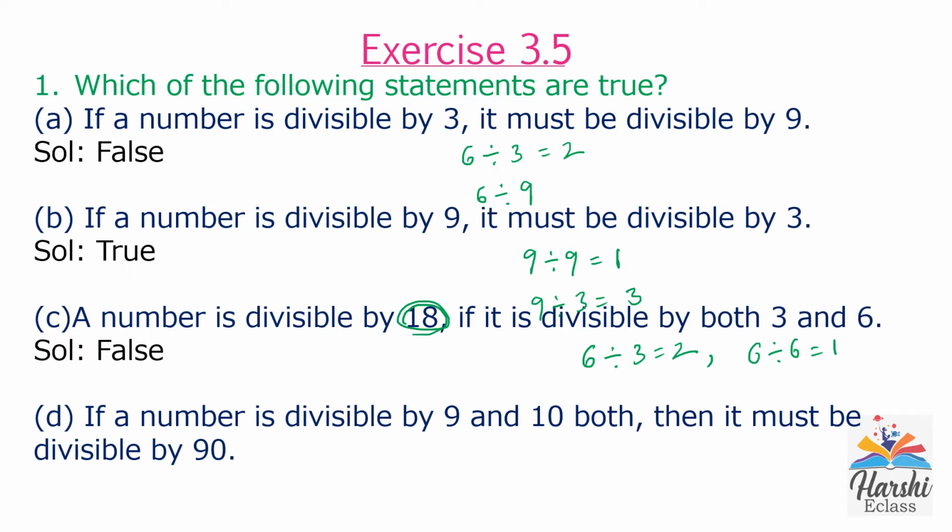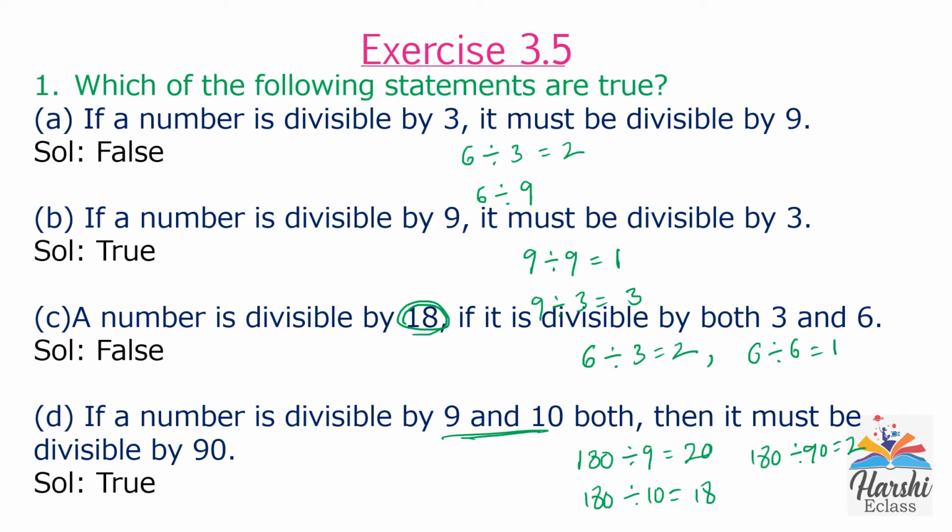D. If a number is divisible by 9 and 10 both, then it must be divisible by 90. For example, 180 divided by 9 gives 20. 180 divided by 10 gives 18. 180 is also divisible by the product of 9 and 10, that is 90. It gives 2. It is a true statement. If a number is divisible by both 9 and 10, then it is also divisible by 90.